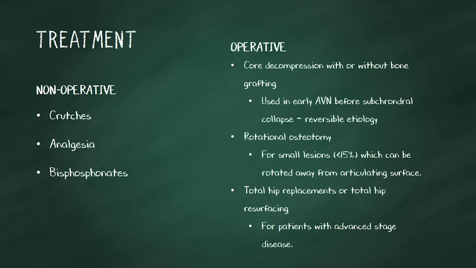Conservative measures include limited weight bearing with crutches and pain medication. This may be beneficial and is a reasonable initial course of action if the involved segment is smaller than 15% and far from the weight bearing region. Bisphosphonates are only indicated for pre-collapse AVN, as their role is still controversial. Core decompression improves circulation by decreasing intramedullary pressure and preventing further ischemia and progressive joint destruction.